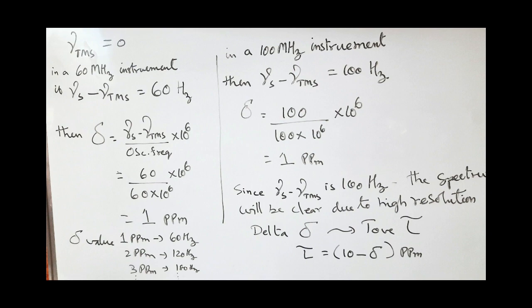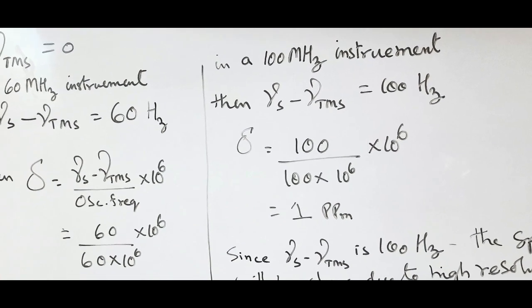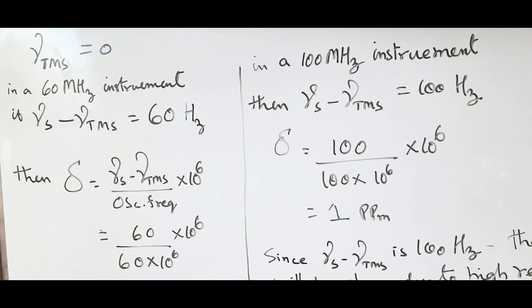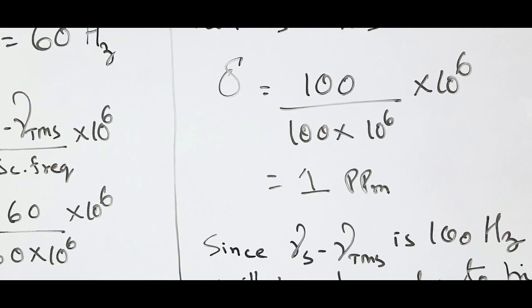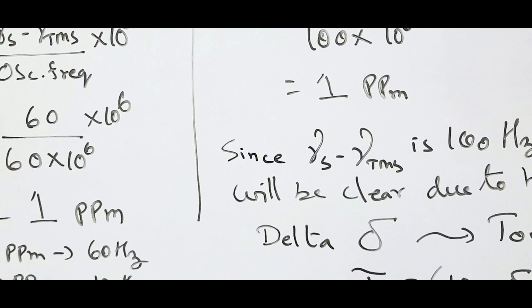Now, instead of a 60 megahertz instrument, suppose you are using a 100 megahertz instrument. Then the difference in the frequency of absorption is 100 hertz, not 60 hertz, because you are using a 100 megahertz instrument. Frequency of the sample minus frequency of TMS is 100 hertz. So delta is 100 divided by 100 into 10 to the power 6, times 10 to the power 6, which is equal to 1 parts per million.